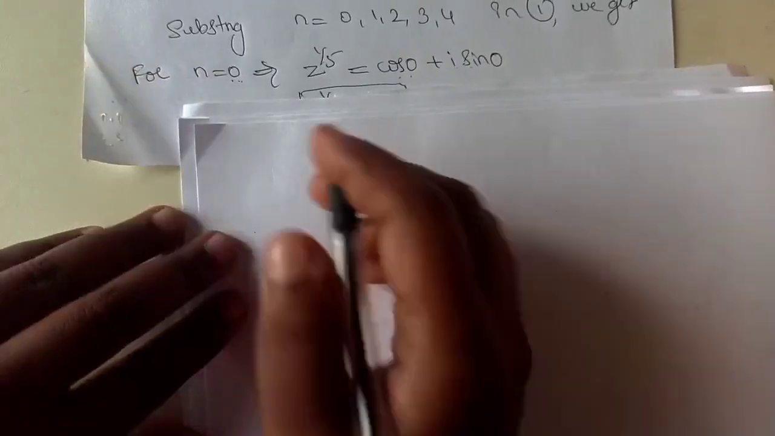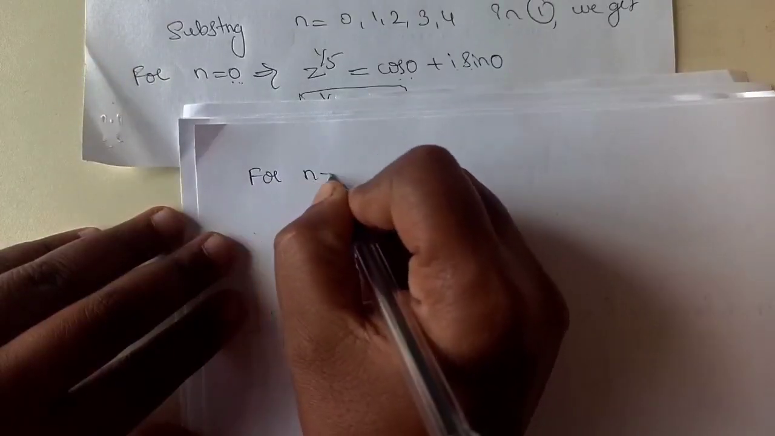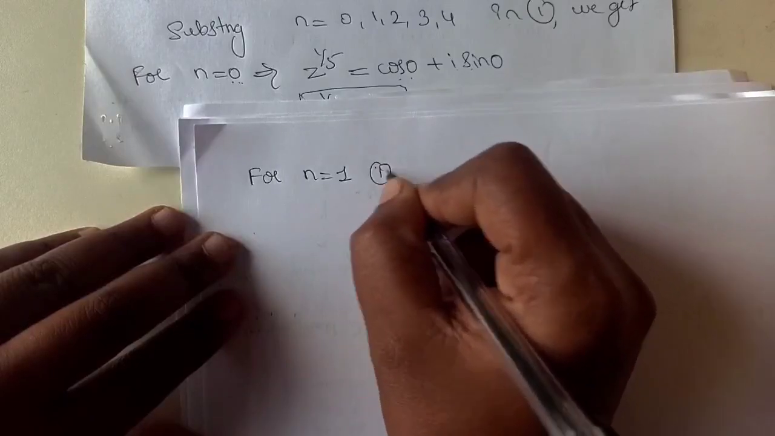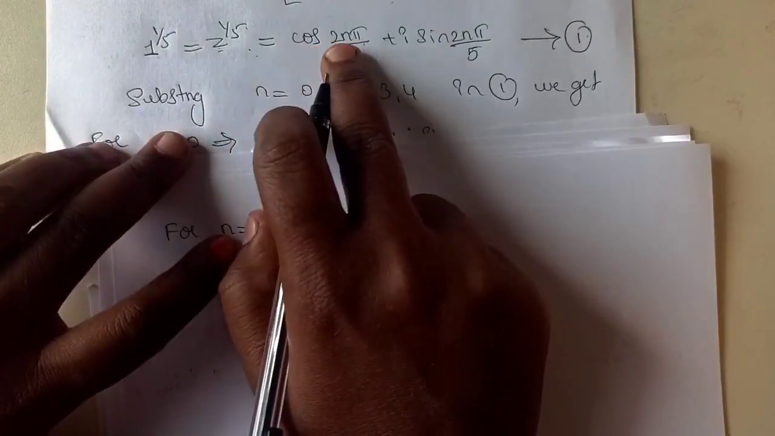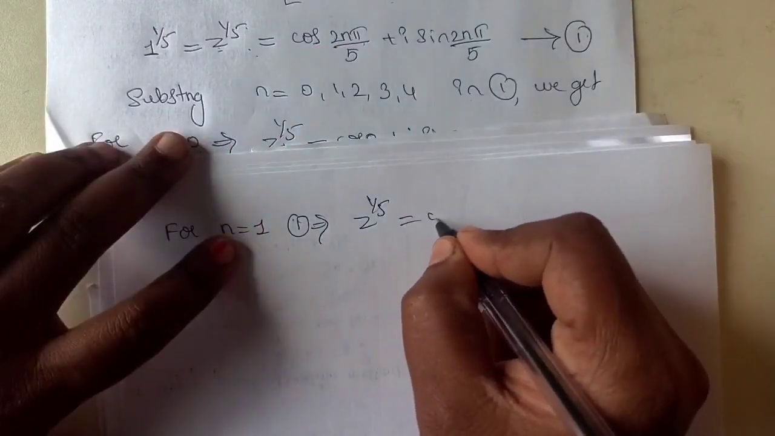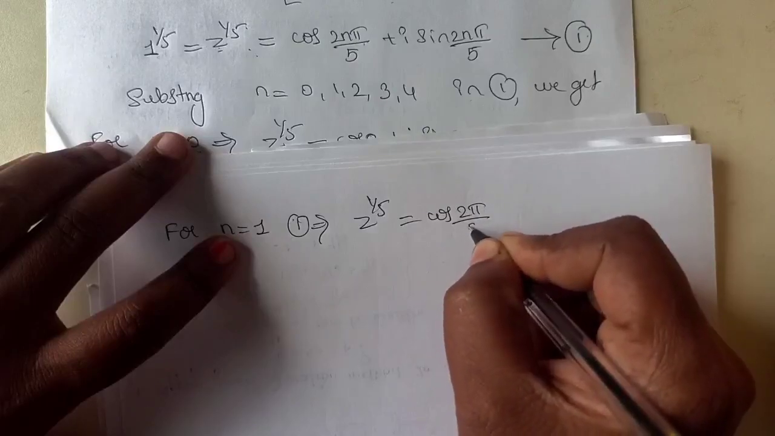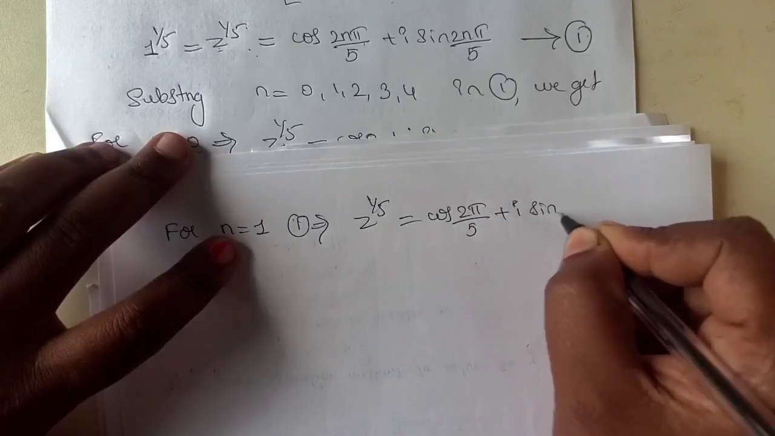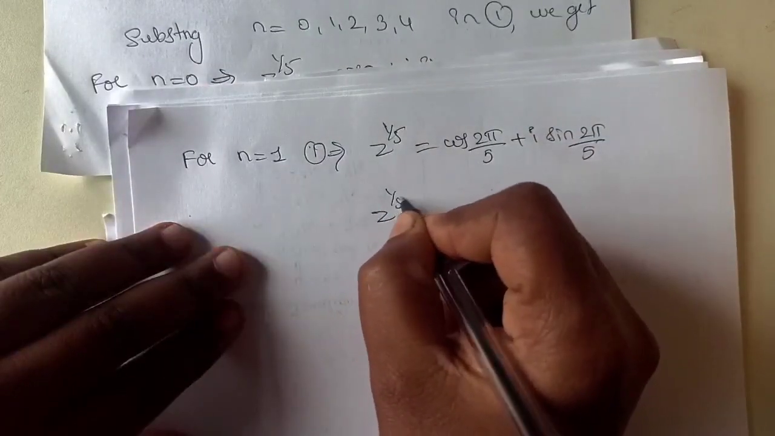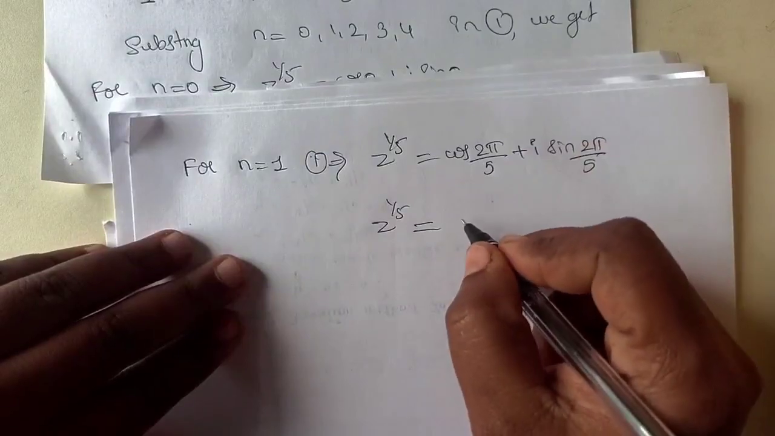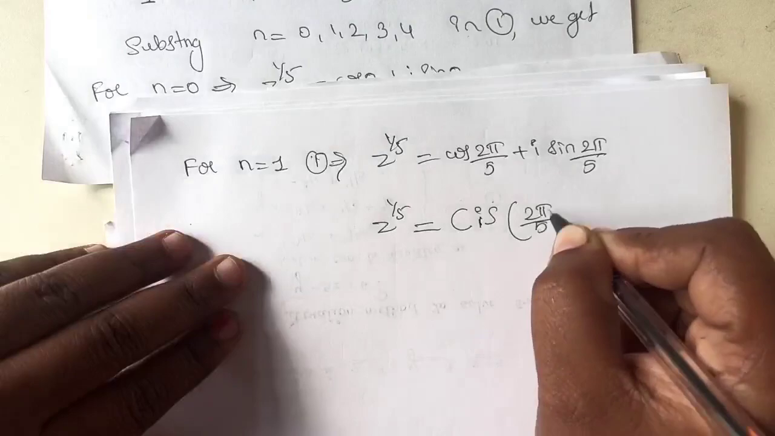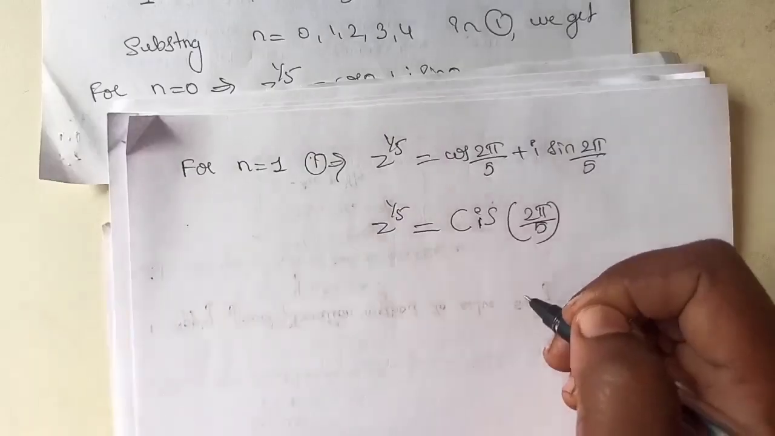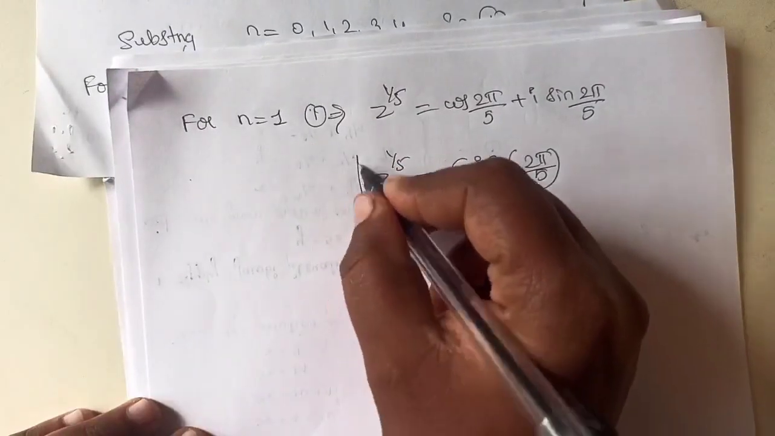Now, for n equals 1, equation 1 becomes z power 1 by 5 equals cos of 2 pi by 5 plus i sin 2 pi by 5, since 2 times 1 is 2. Cos plus i sin can be written as cis, so this is cis of 2 pi by 5. Therefore, this is the second root.